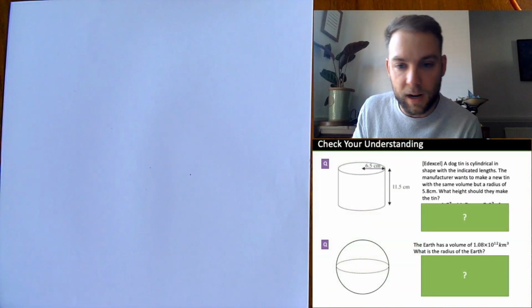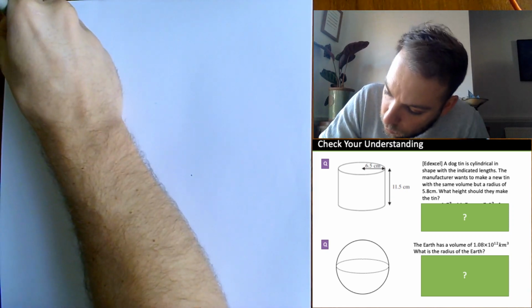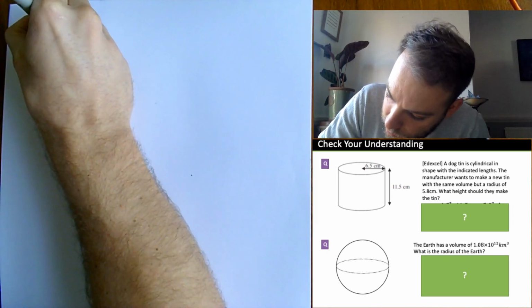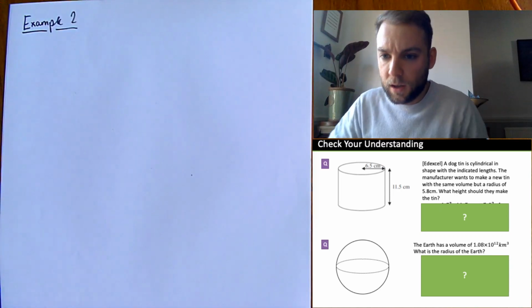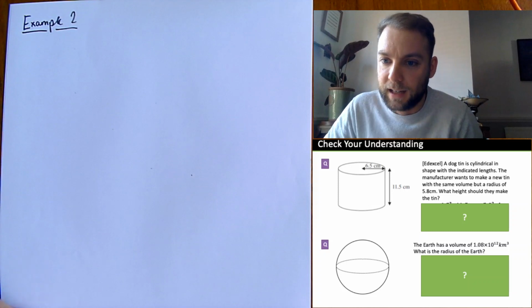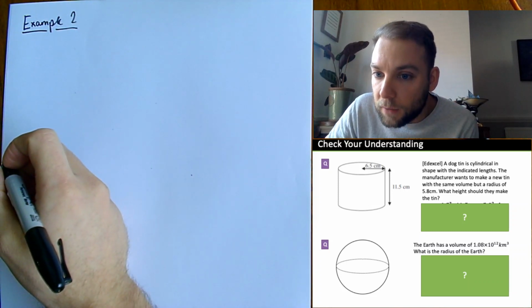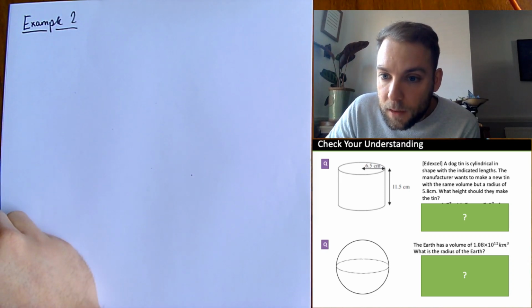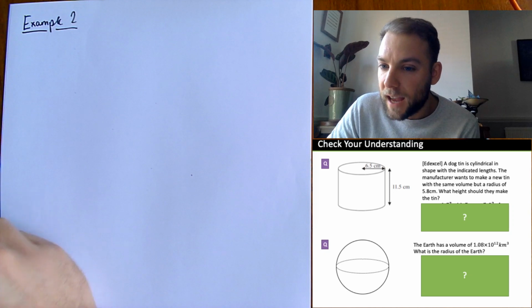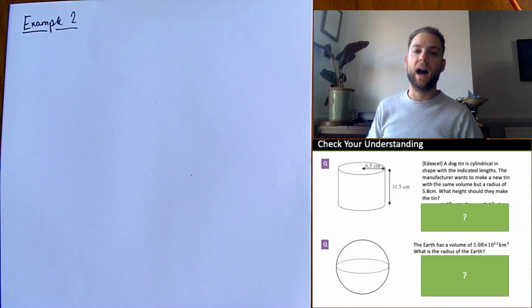Okay, so let's have a go at these. This next one is example 2. So let's read this out. A dog tin is cylindrical and in the shape with the indicated length. So looking at this here. The manufacturer wants to make a new tin with the same volume but the radius of 5.8. What height should they make the tin?